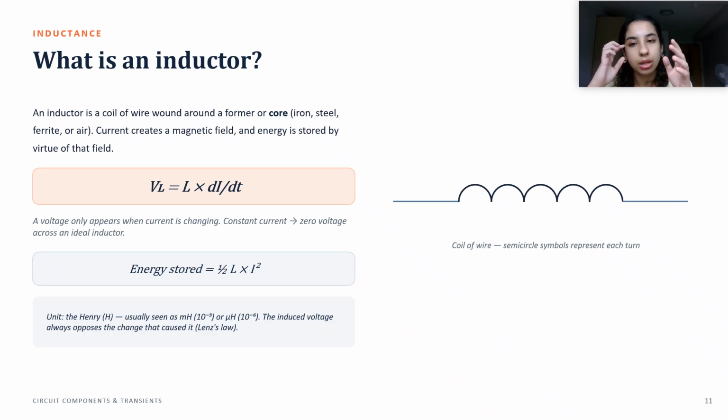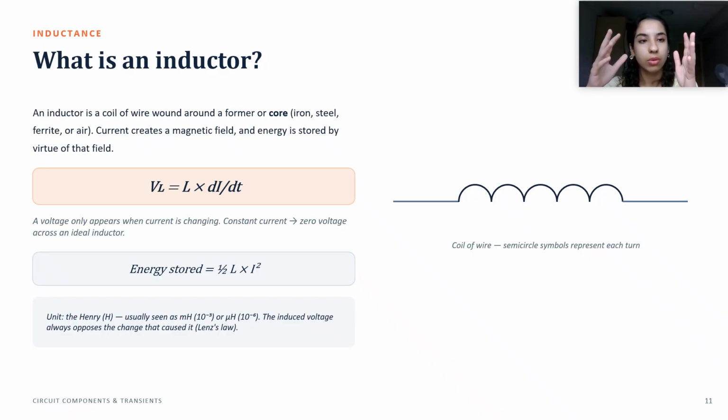So current creates a magnetic field. That makes sense, because if you have iron and a coil is wound around it, that means there should be a magnetic field. If you remember learning that before in school, that connects, doesn't it? And therefore energy is stored by virtue of that field. It's kind of like a small electromagnetic device. Think about it like that.